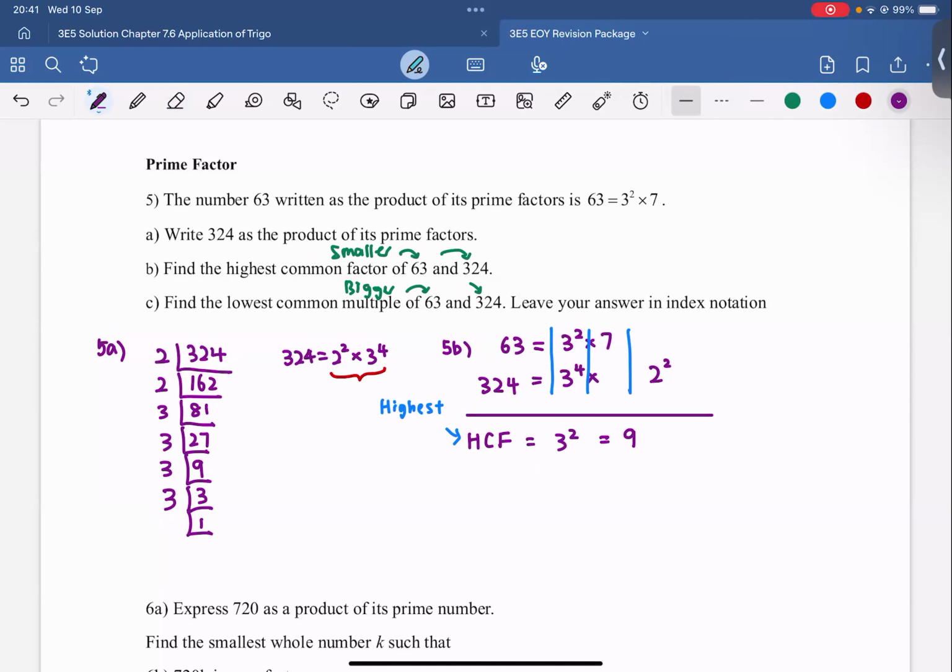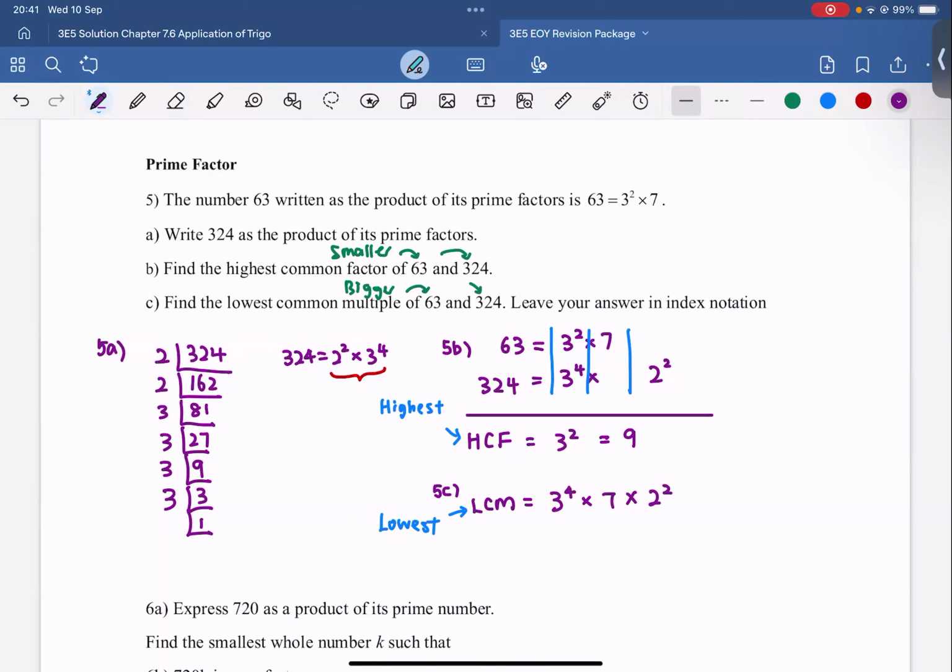Okay, 5C, find the LCM. Same thing, we use this table, but LCM, what do we choose? LCM stands for the lowest, but we always do the opposite. We go and choose the higher power. So 3 squared and 3 to the power 4, I choose 3 to the power of 4. 7 and the blank, I choose 7. 2 squared and blank, I choose 2 squared.